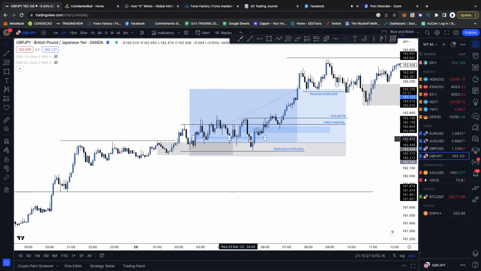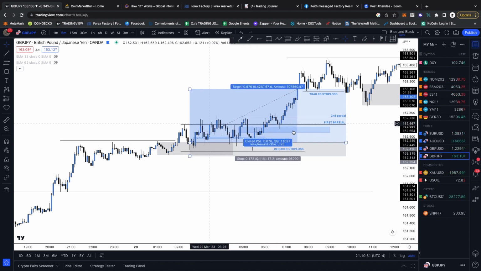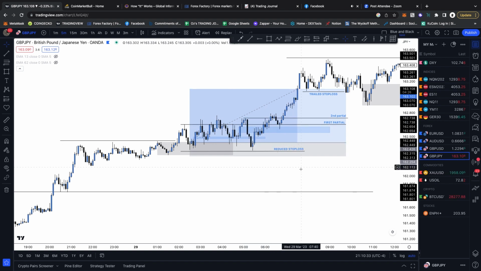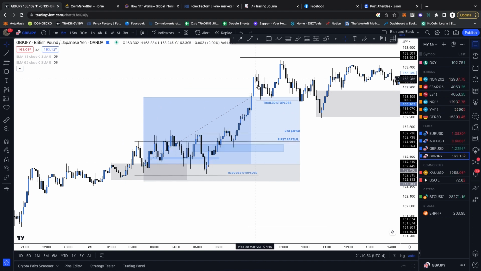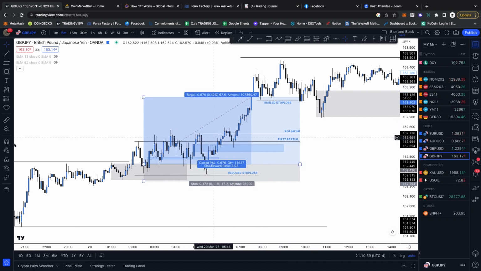Came down here, almost stopped me out right here. I was literally surprised that it didn't. I took partials here, and I took partials here as well. And then I actually forgot to watch this. I just let this run, and then as price came up here, made these equal lows and then broke through a high again, I trailed my stop loss right here because I wasn't willing to let any more of it go.